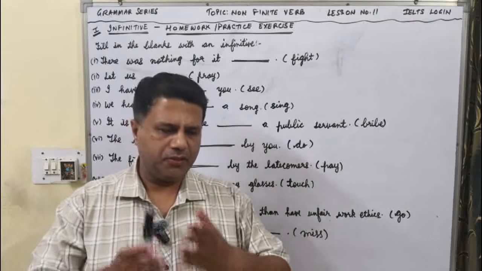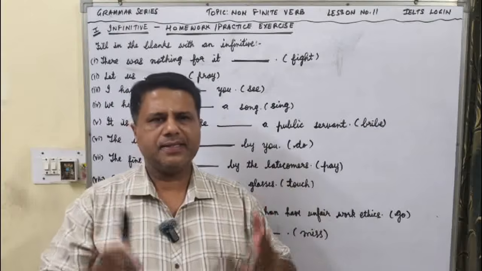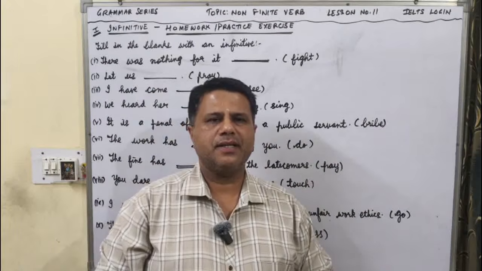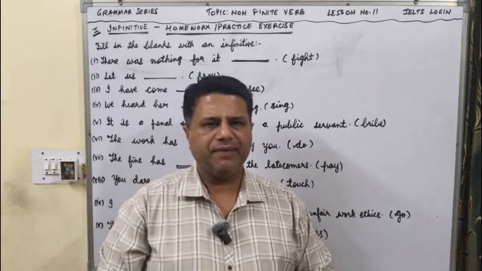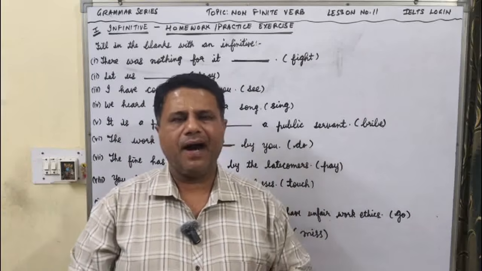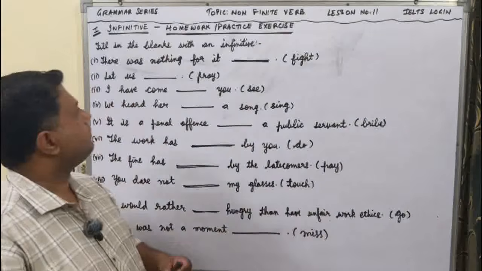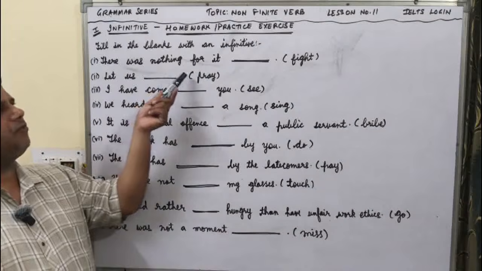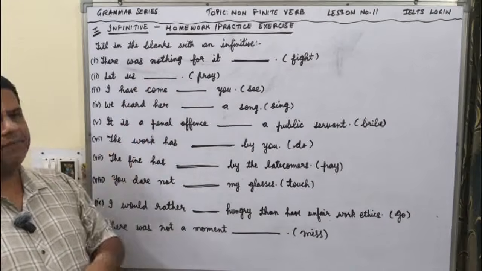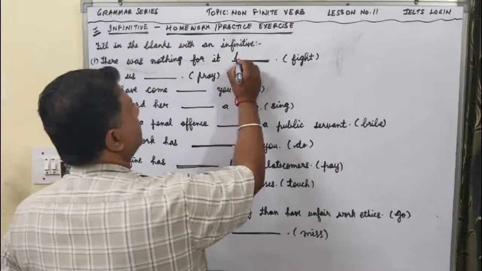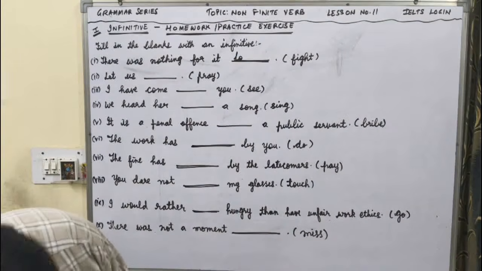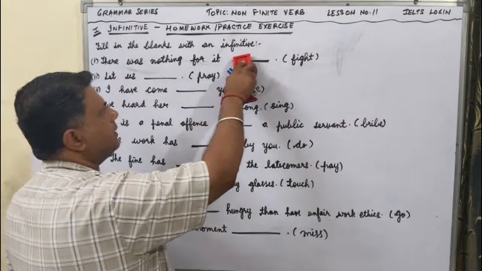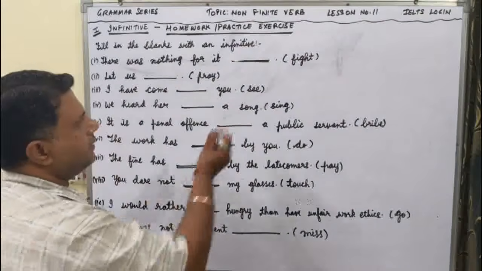Pause the video. Do your work honestly. Let's see how many right answers are there. I hope you must have paused the video. Let's have the answers now. There was nothing for it. So obviously to fight. There was nothing for it to fight. Let's write the examples with blue pen.